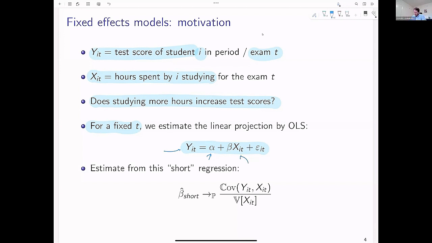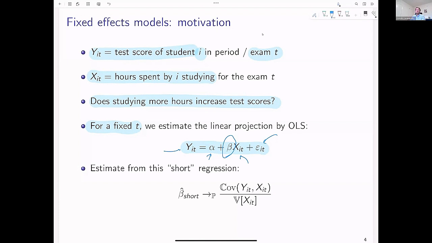And then we have the regressor, which here is hours of study, and then obviously the error term that captures everything else. In most cases, when we run a regression, what we want to learn about is this coefficient beta. Ideally, we would like to interpret this beta as a causal effect, right? So if I study more hours, will my test scores increase?